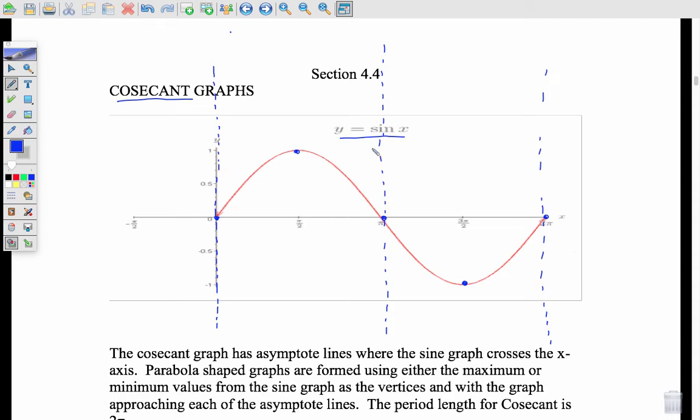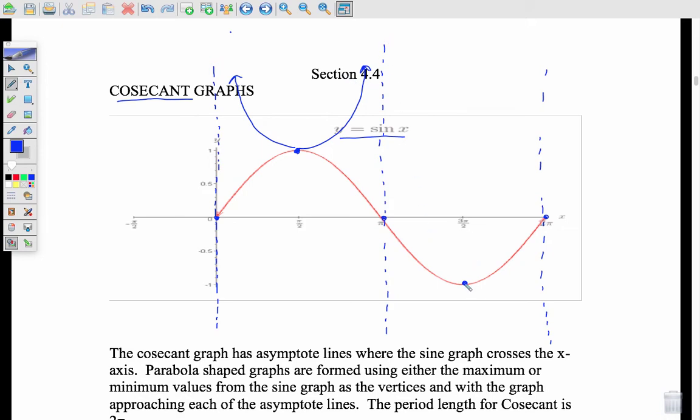And then we use the maximum point here at pi over 2 as a vertex for a parabola that opens up, and that parabola represents the graph of the cosecant curve. Now, just like we talked about with tangent and cotangent, our graph gets closer and closer to the asymptote lines but never crosses or touches them.